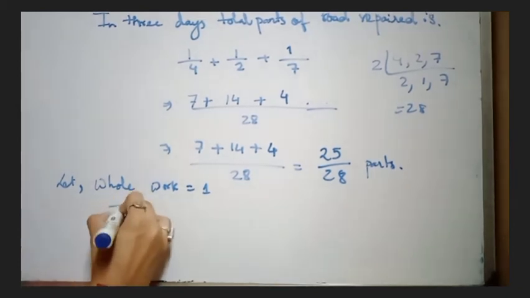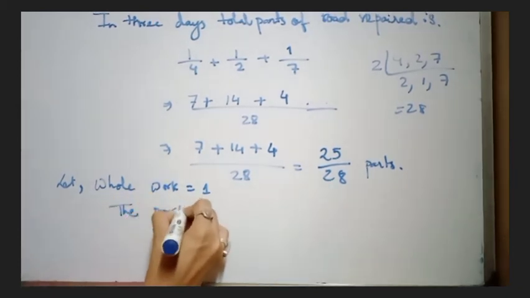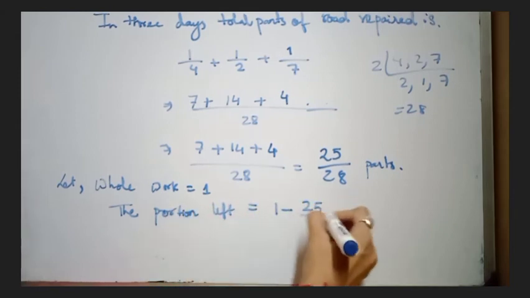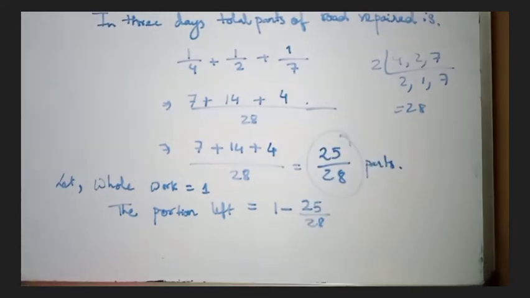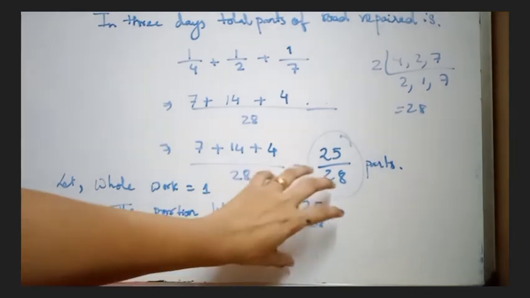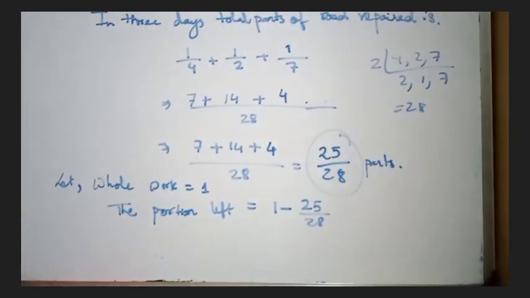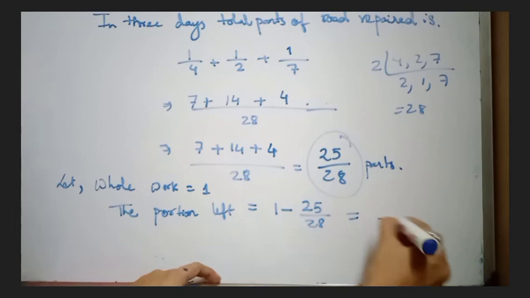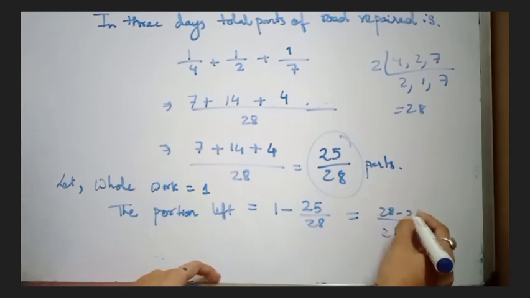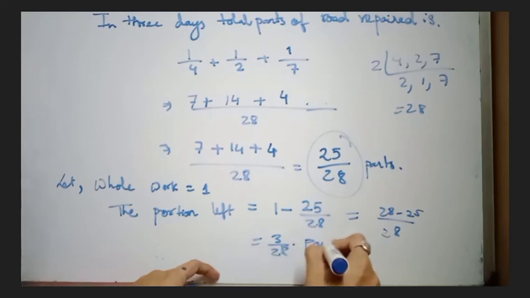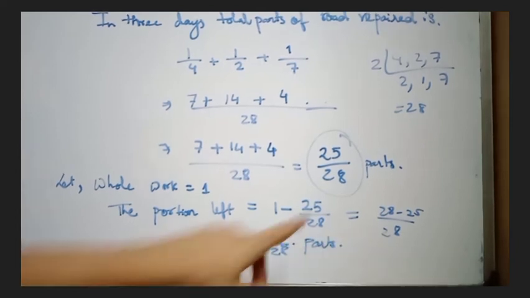So the portion remaining, or the portion which is left, is 1 minus this. This has been already done, and 1 is the total work we have to do. So the part of the road that has not been repaired yet will be 1 minus 25 by 28. So this will be 28 minus 25, or 3 by 28. So this is my answer. This is the answer of the second part, and this is the answer of the first part.